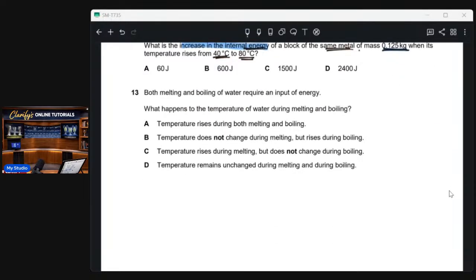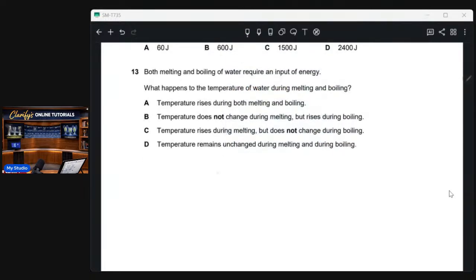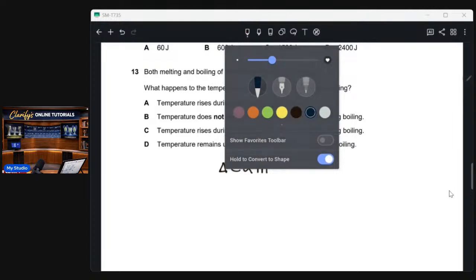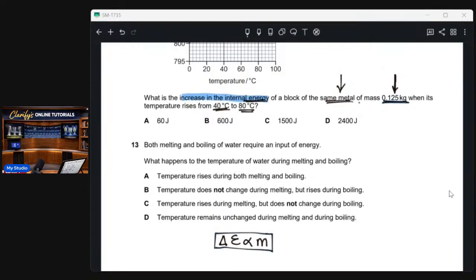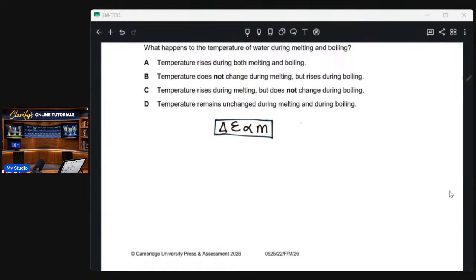Now, there is a relationship that you must know. Change in energy is proportional to the mass. Okay? So if I change the mass by a certain amount, I will change the energy by the same factor, like a multiplier. Let's put it like a proportion.